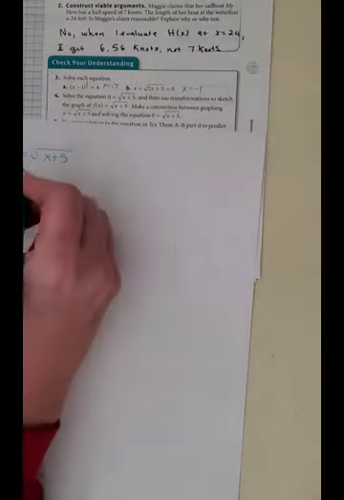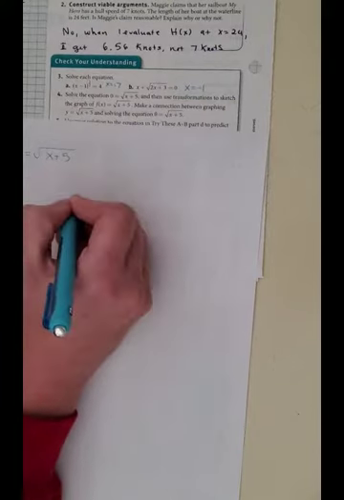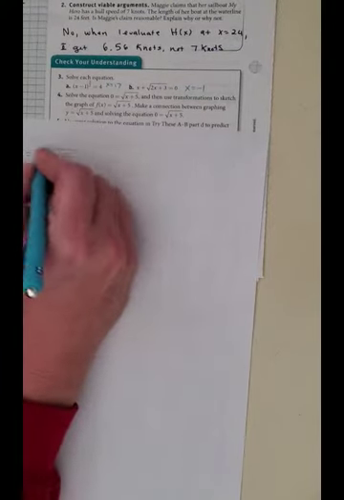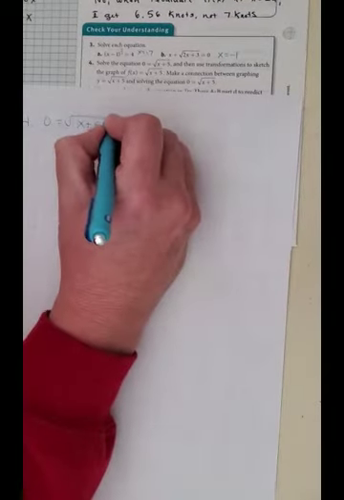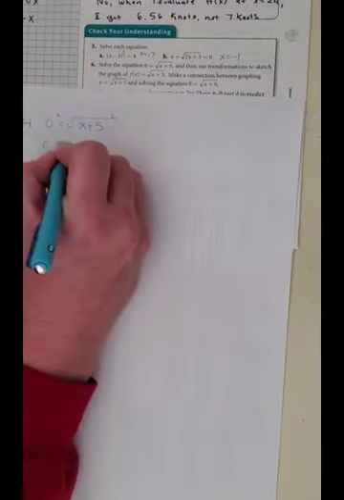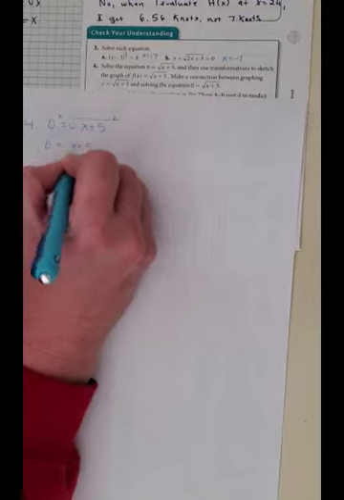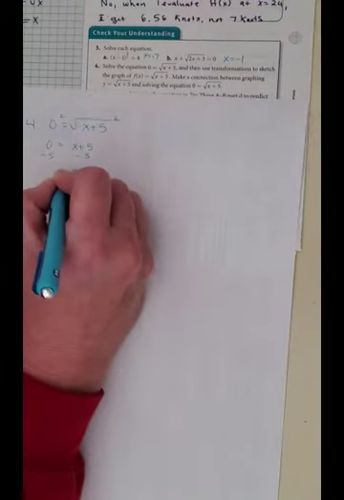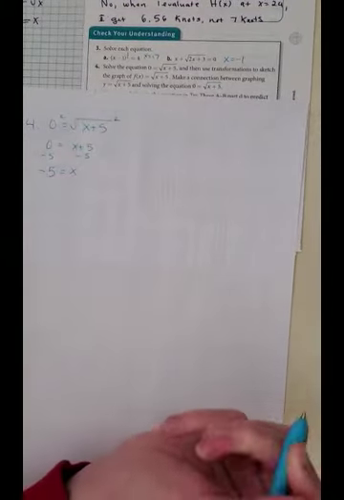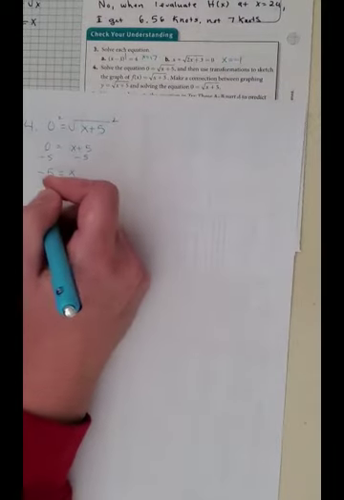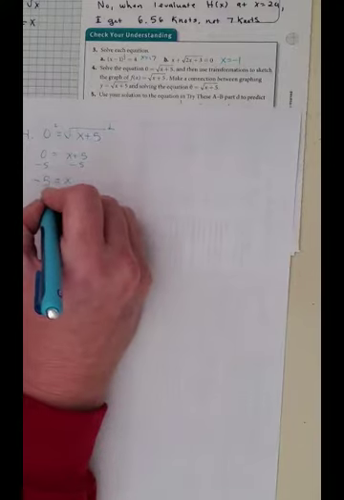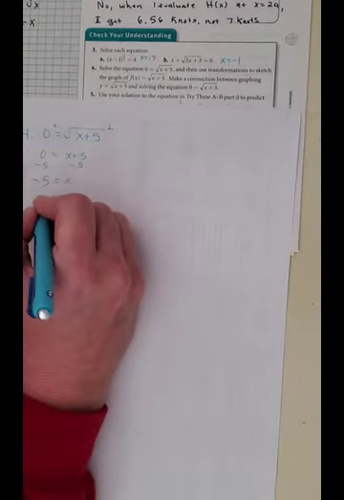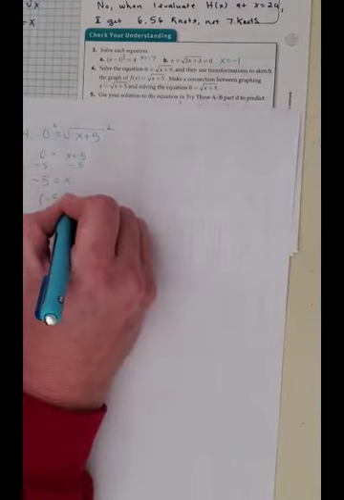All right, so solving it, I'm going to square both sides because the radical is already isolated. I get 0 equals x plus 5. I'll subtract 5 from each side, and I get x equals -5. That tells me that my solution is where I'm crossing the x-axis, at (-5, 0).